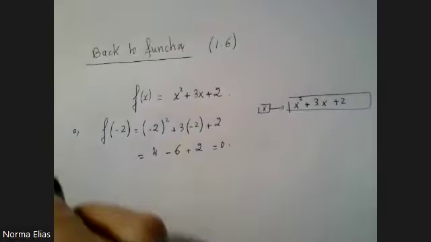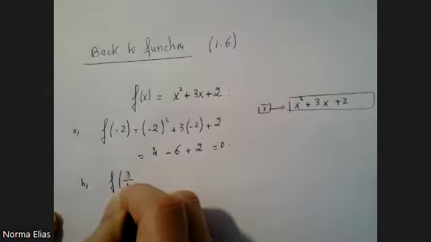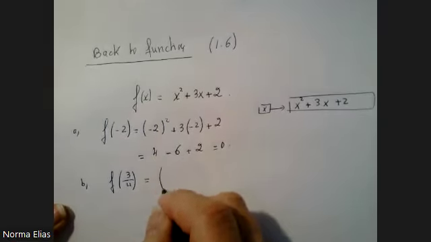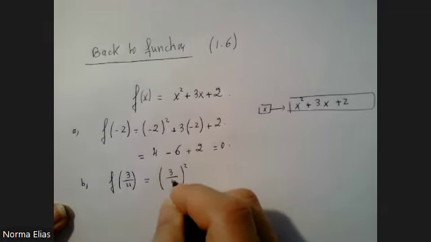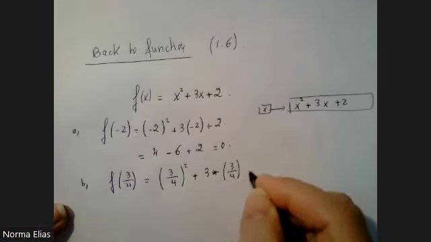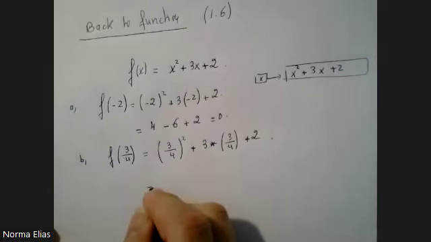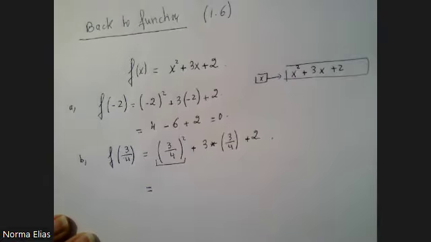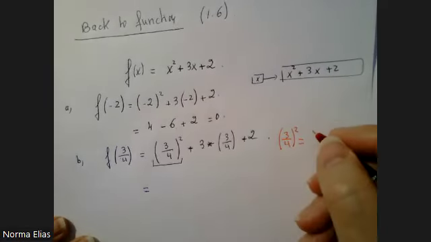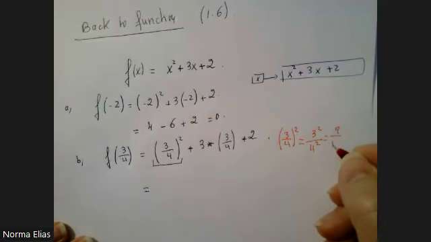All right? B, I want you to evaluate f of 3 over 4. And this time you evaluate and simplify as a fraction. So let's see what f of 3 over 4 is. Wherever you have x, it's 3 over 4 squared, plus 3 times 3 over 4, plus 2. Now we are going to use whatever we've learned a minute ago. 3 over 4 squared is 3 squared divided by 4 squared, which is 9 over 16.